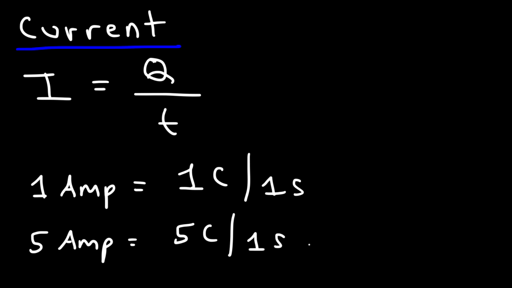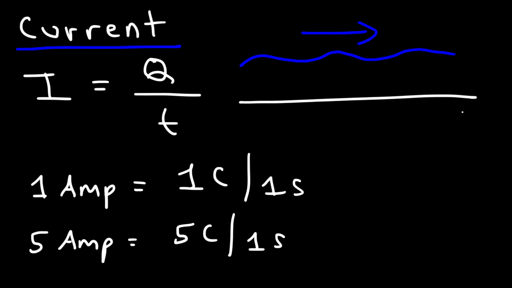Now, when I think of current, I think of water flowing. Water can flow very slowly, or it can flow very quickly. You could think of that as current. If you have a lot of water flowing at any given point, the current is high. If you have a small amount of water or a trickle flowing through, then the current is low. And so electric current and the flow of water have some similarities in that instance.